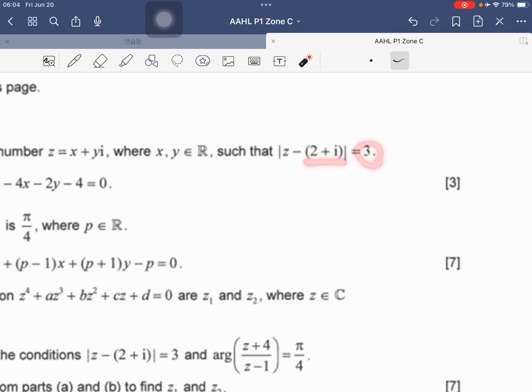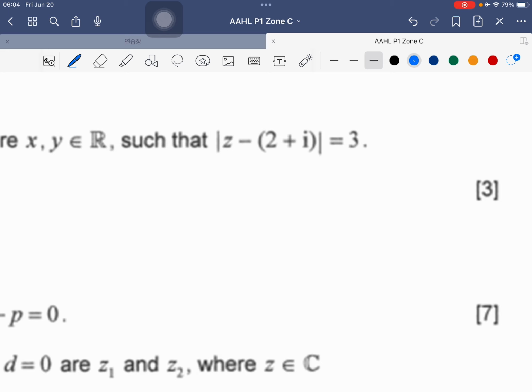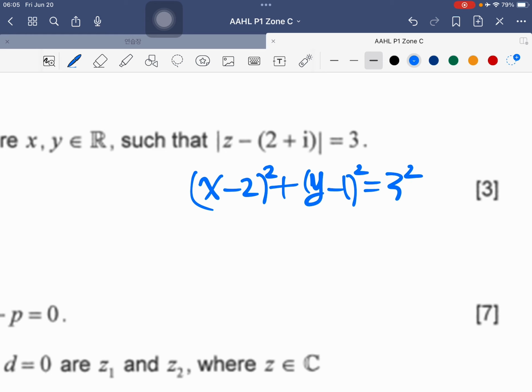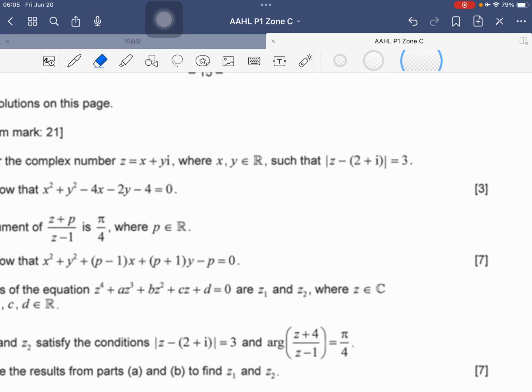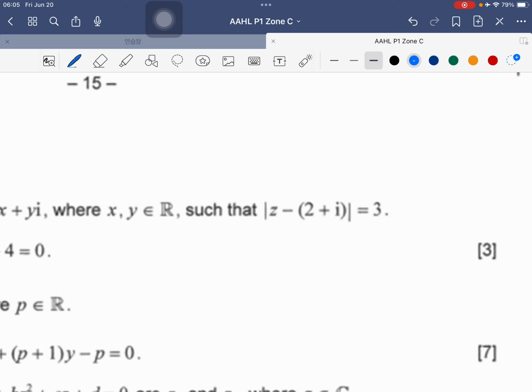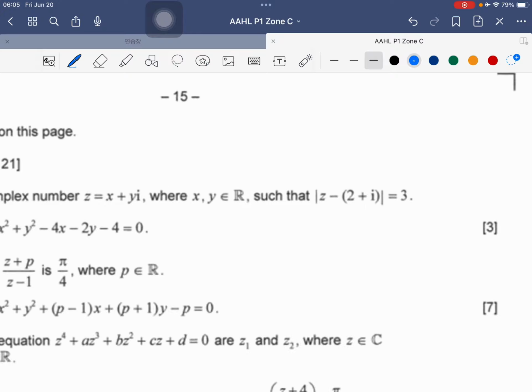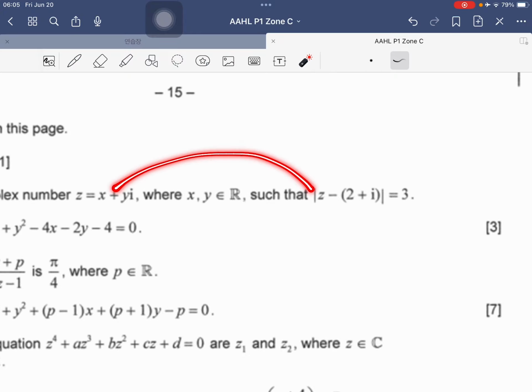So we can imagine this means (x minus 2) squared plus (y minus 1) squared is 3 squared. This is exactly the same as that one. Yeah, we can simply see that, but I'm not going to use that method. We just put the x plus yi in here and see what happens.